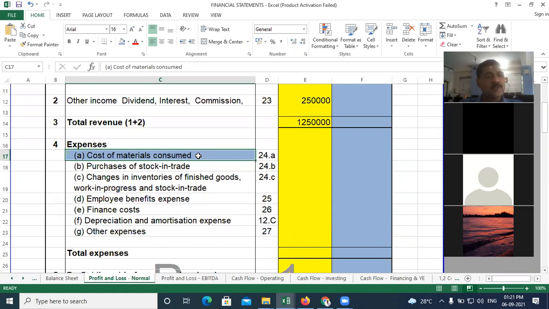In this cost of material consumed, what we're going to add up is raw material, carriage inward, freight charges, unloading charges, octroi duty, import duty, customs duty, if we are importing the material from another country.